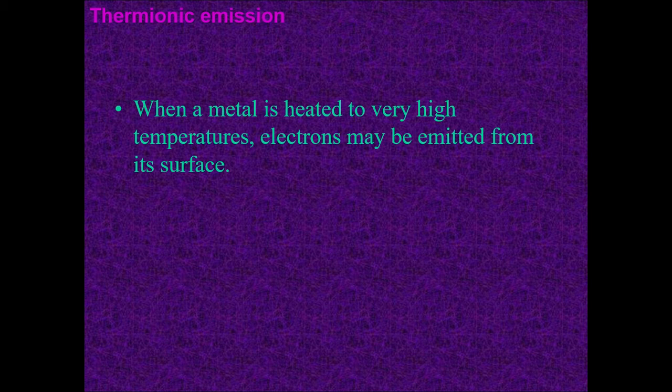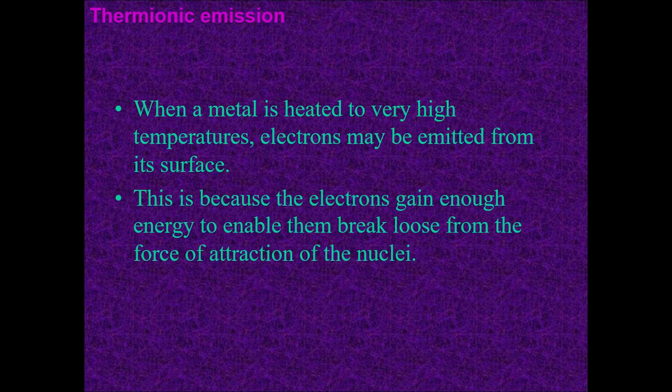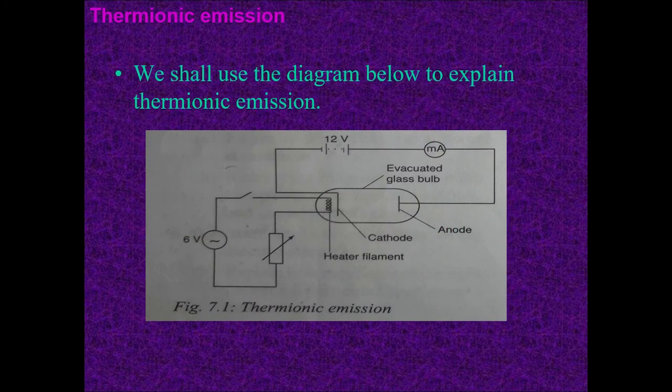And from chemistry background, you know that there are bonds. Those bonds break up, and the moment they break up, the electron gets dislodged because it has gained enough kinetic energy such that the bonds have been broken, and it is now dislodged from the metal surface. So basically, this is because the electrons gain enough energy to enable them to break loose from the force of attraction of the nuclei. We'll be able to explain that.